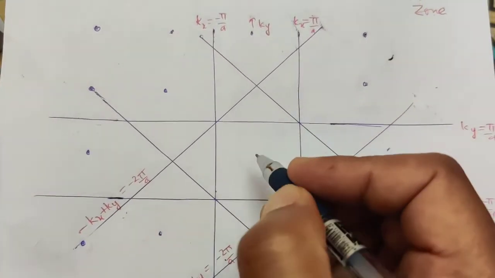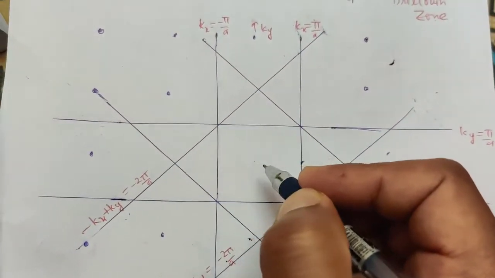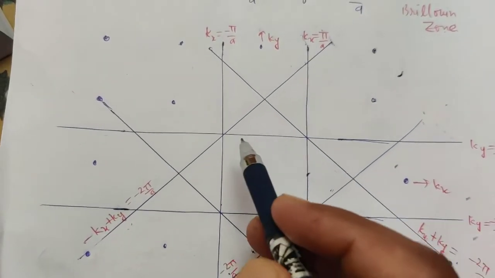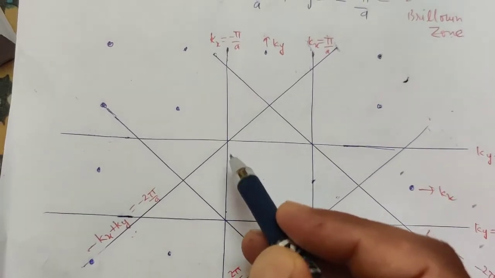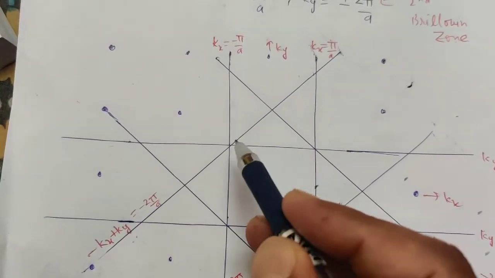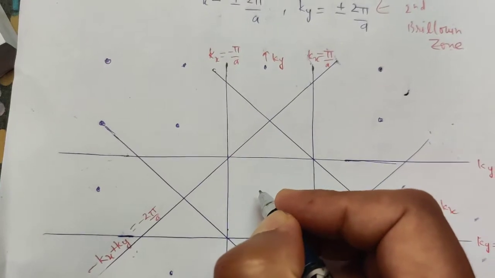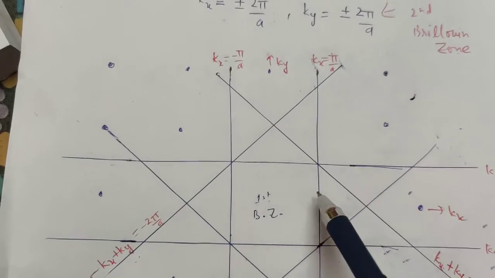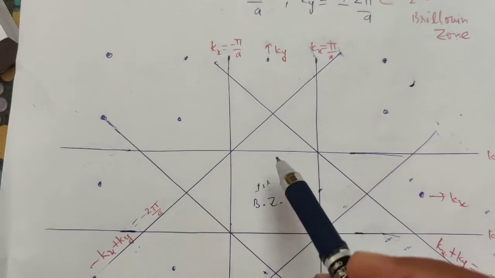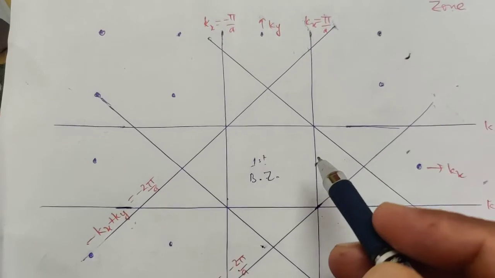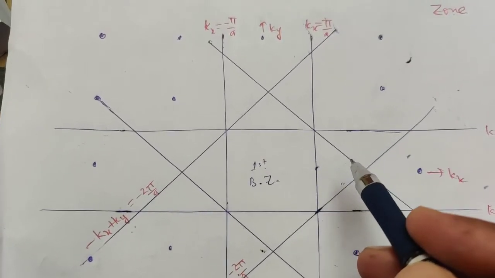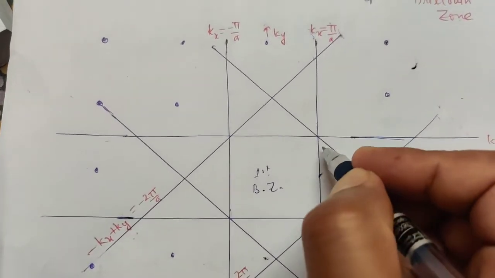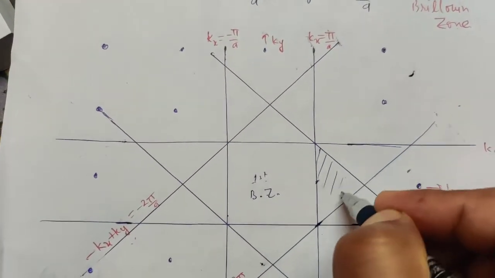So now let us consider this as the center. If I go along this direction, this is the first Bragg plane, and the region enclosed inside the first Bragg plane is known as your first Brillouin zone. Since I am not crossing the first Bragg plane, this is the first Brillouin zone. Now the region beyond your first Brillouin zone, between the first Bragg plane and the second Bragg plane, is known as your second Brillouin zone.